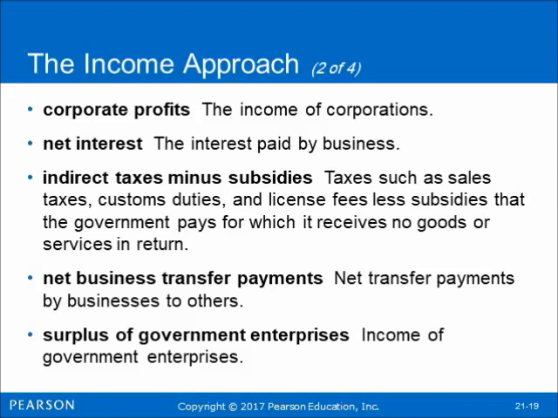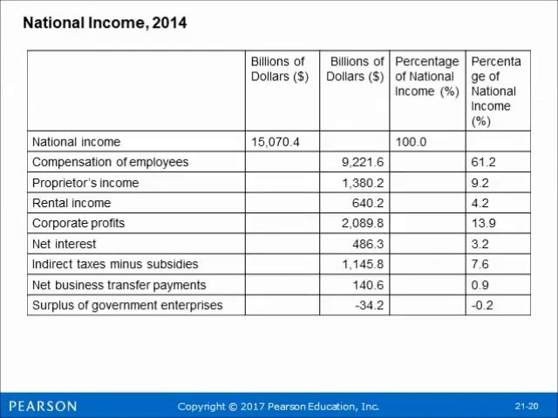Sometimes we may need to add net business transfer payments, which refer to net transfer payments by businesses to others, and also may add surplus of government enterprises or income of government enterprises. The following table shows an example of measuring or calculating U.S. national income in 2014 using the income approach.